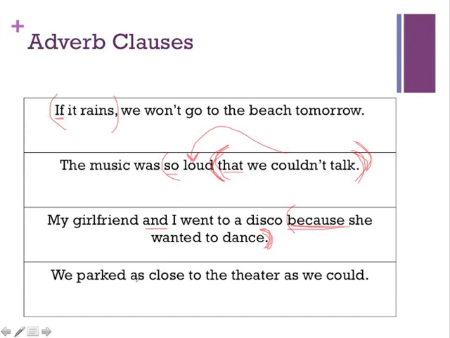Finally, you can see that this one is another paired kind of situation, as close to the theater as we could. But in this case, we're actually going to begin the clause with the word as, and finish it, believe it or not, all the way at the end of the sentence. So again, this adverb explains the answer of where. Where did we park? We parked somewhere. We parked as close to the theater as we could get.